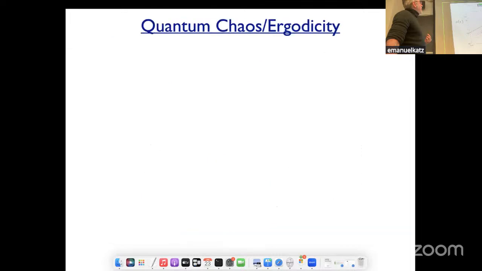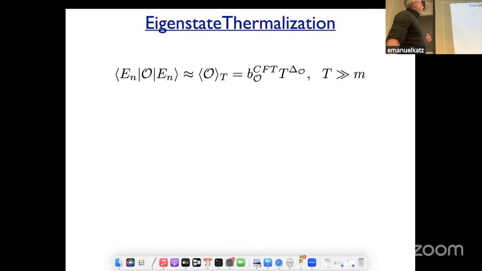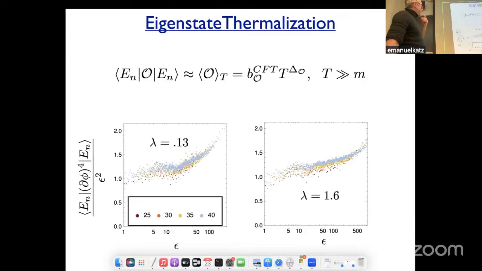And so let me switch to telling you what I think is the upshot, which is this. What we did here is we decided to test eigenstate thermalization. So we numerically computed these states, and then we went and we measured some operator. In particular, here I'm showing you d5 to the 4th.